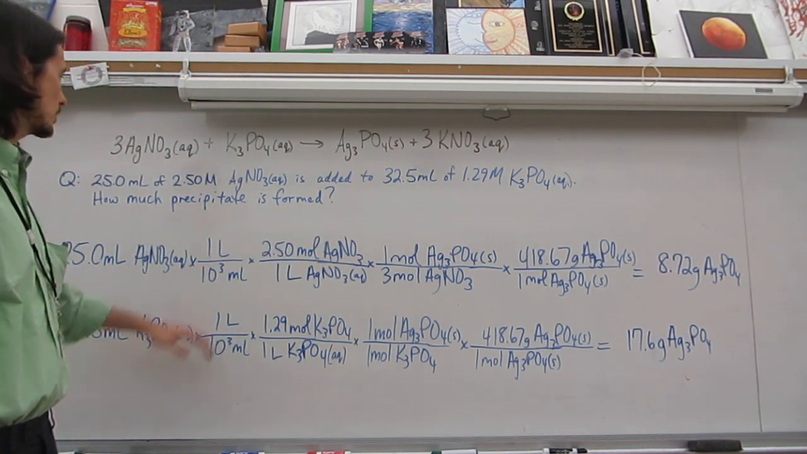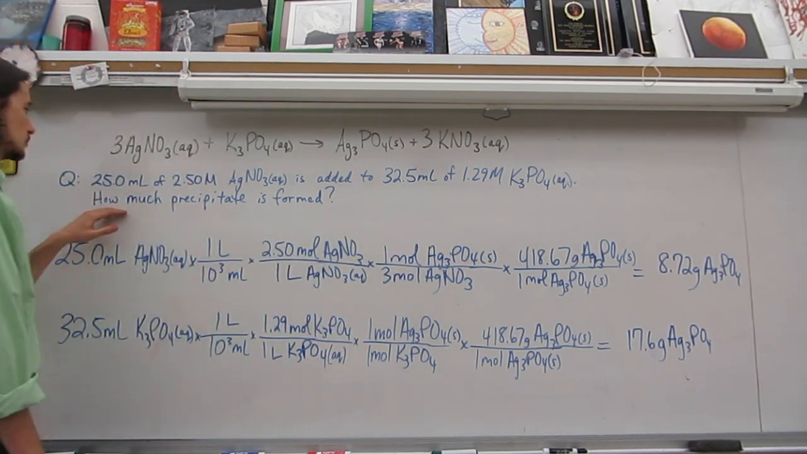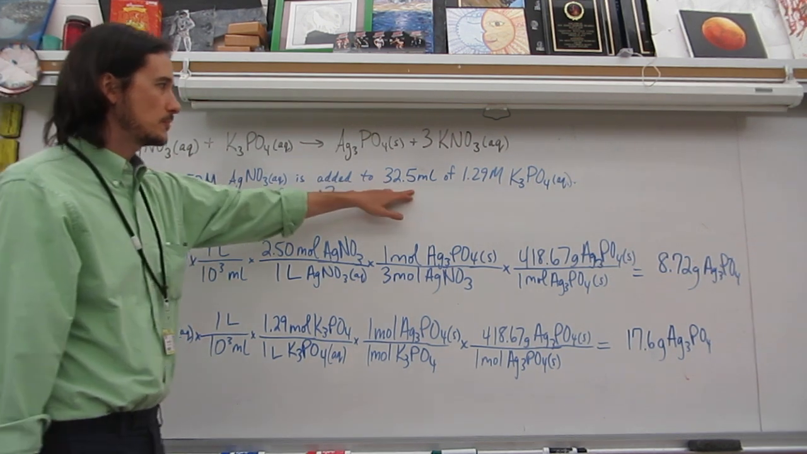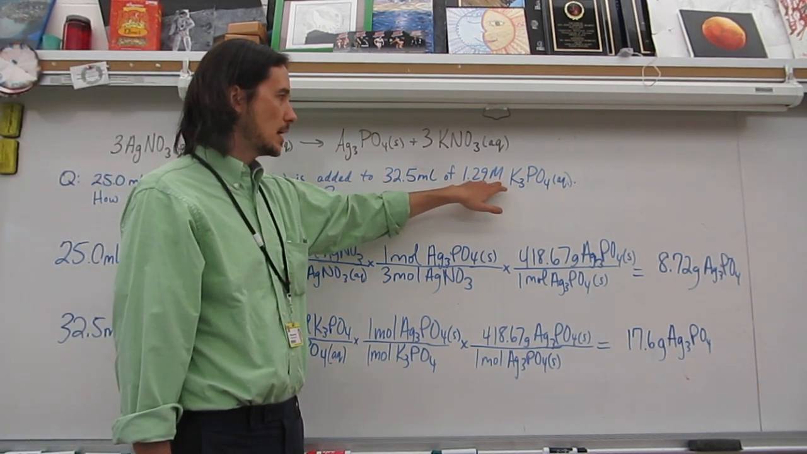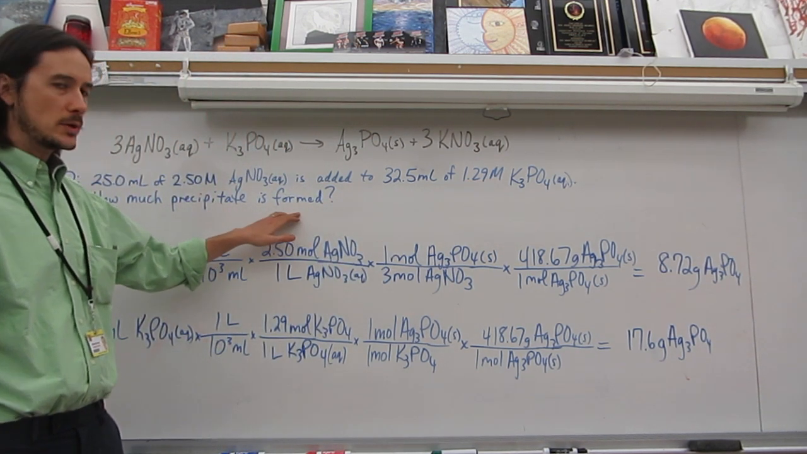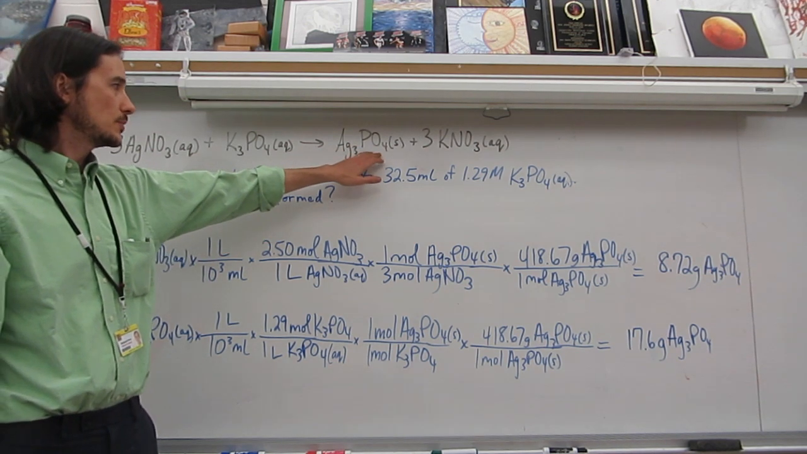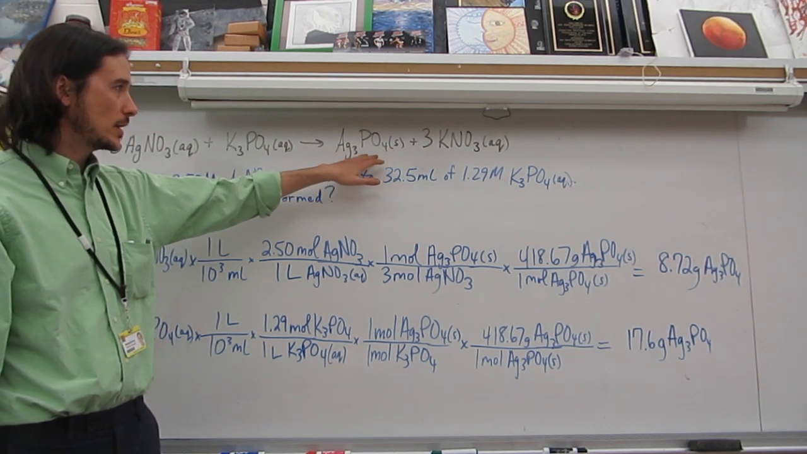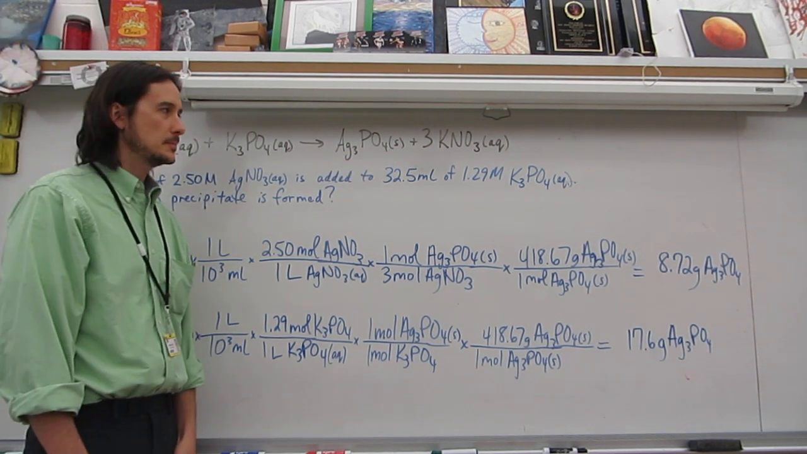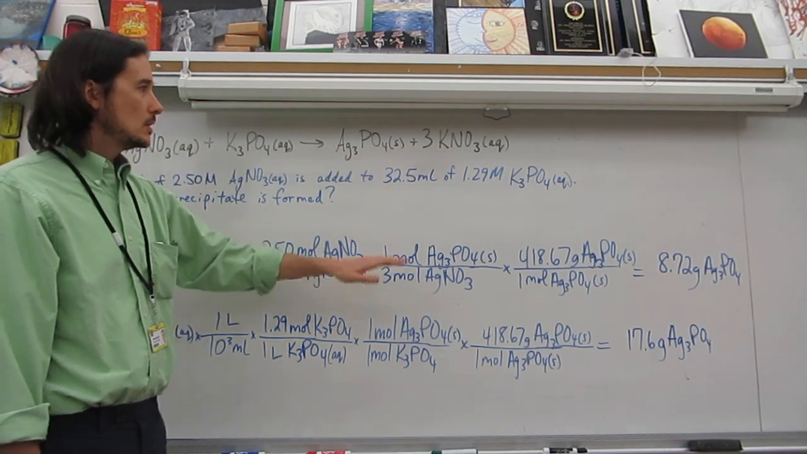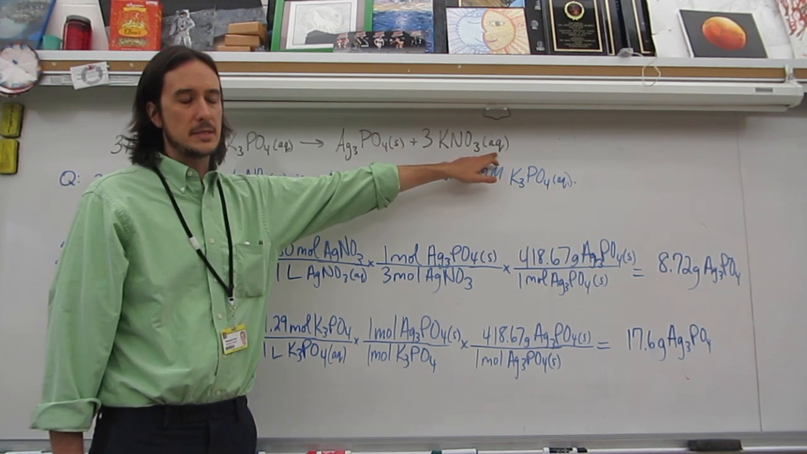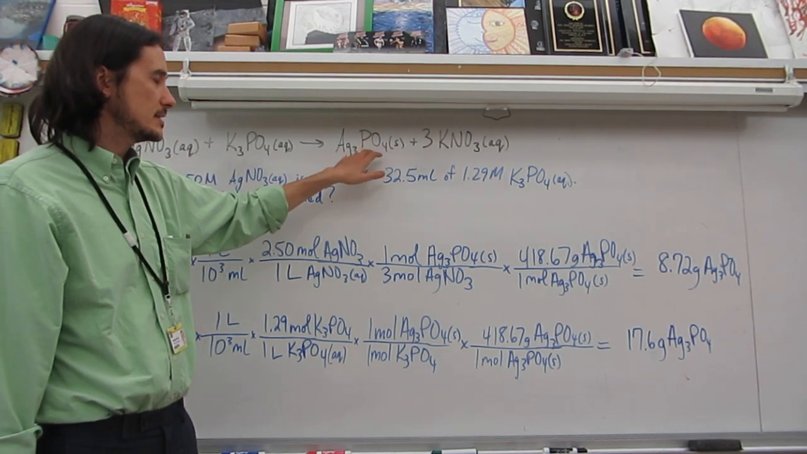So, question? 25 milliliters of 2.5 molar silver nitrate is added to 32.5 milliliters of 1.29 molar potassium phosphate. How much precipitate is formed? So you read a question like this, we know that the precipitate is silver phosphate because the equation's here. If you were looking at this problem and you didn't know which one was solid, you would need to look at your solubility rules. Potassium nitrate is definitely going to be aqueous, whereas phosphates tend not to be soluble.